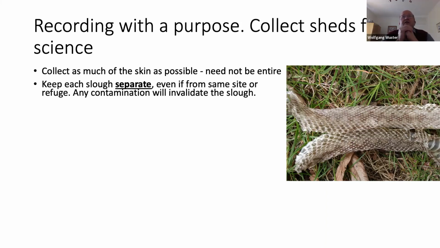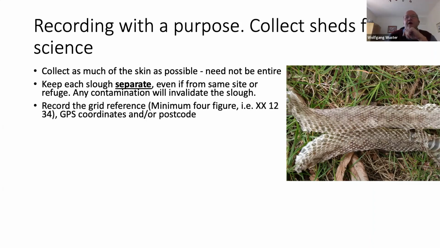You then collect these, and you keep these separate. That's really key, because otherwise you're going to get contamination of DNA from one specimen to another, which would be very confusing. So put them into little plastic sample bags or things like that. Don't keep them all together. Record where you've got them from, GPS coordinates or grid reference, or as close as you can, basically.